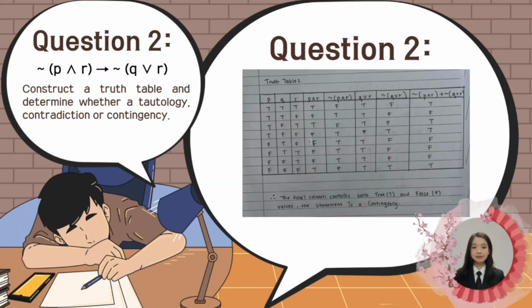An implication statement is only false when the first part is true and the second part is false. In all other cases, the implication is true. To complete the truth table, we can see that the final column contains both true and false values. This means the statement is not always true and not always false. So the statement is classified as a contingency. Thank you, that's all from me.